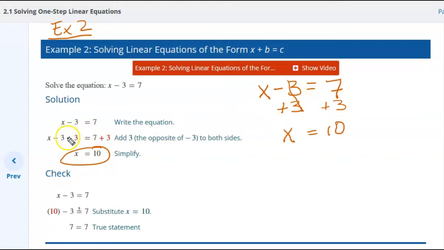Now notice the way they're showing us in the textbook is they're doing it horizontally. I tend to like it vertically, and you can do it either way. That would be perfectly okay. Let's go on.